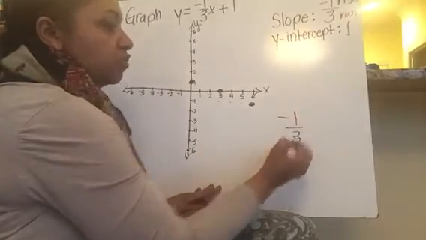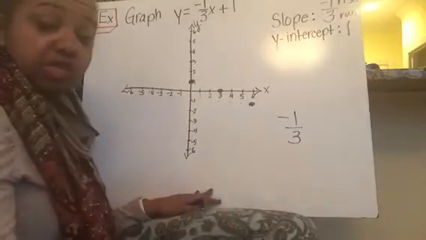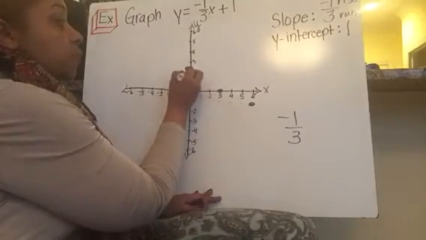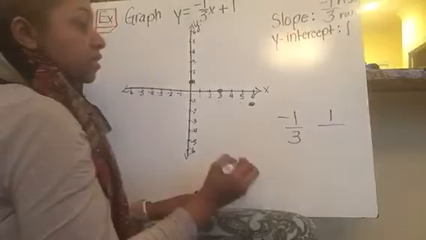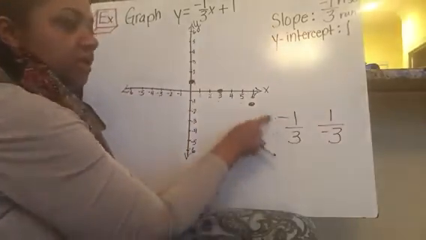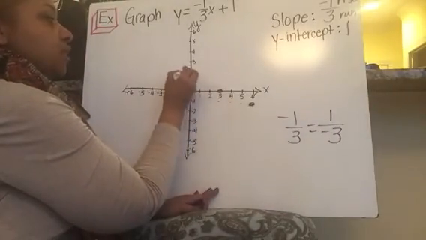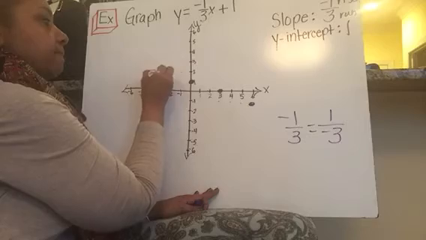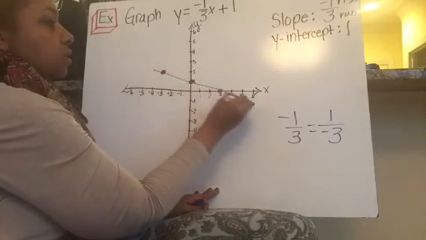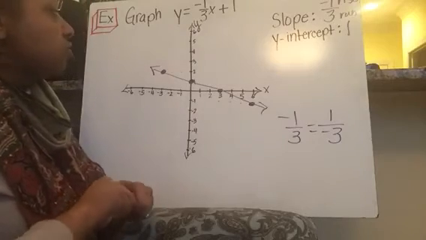Now if it was -1 over 3, let's say I need to go the opposite way to get me an extra point. I go up 1, I do a +1. Instead of going to the right, I go to the left. Make that a -3, because guess what? It's still going to mean the same thing. They are equal. So I go up 1 to the left, 1, 2, 3. And then you have your 4 points and you've graphed your line.